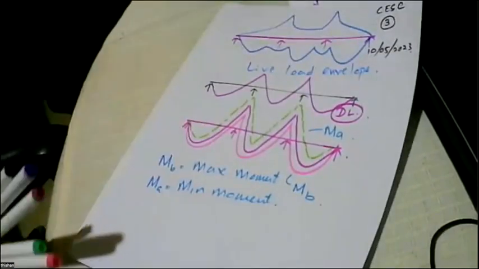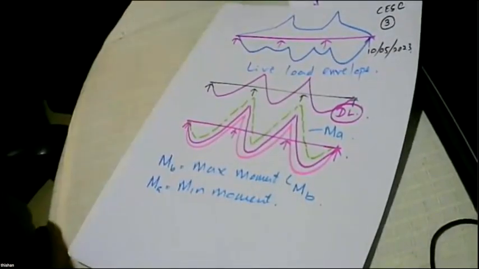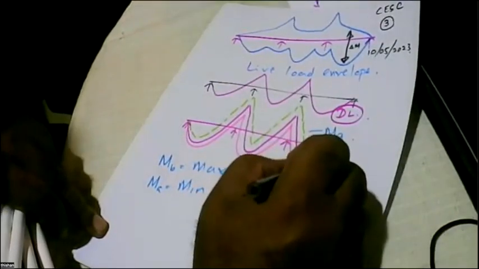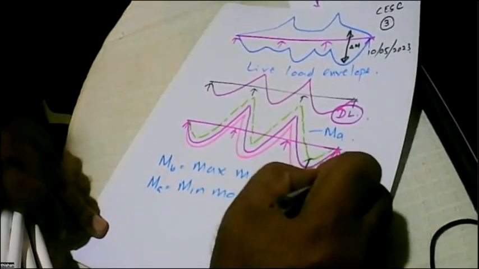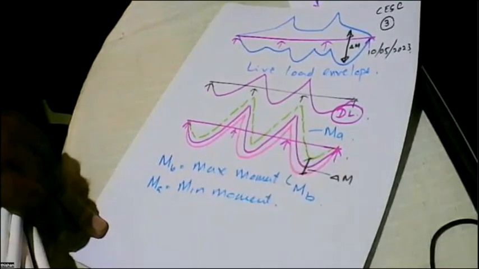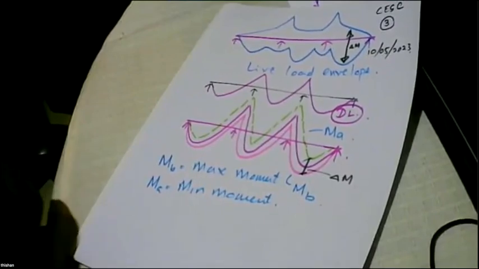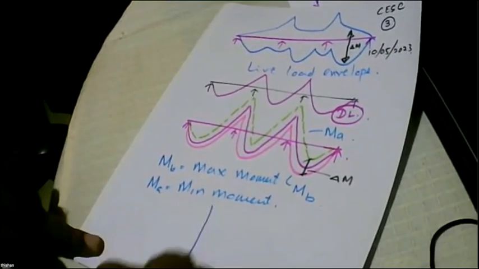Then you might ask, okay, what is the range? This is the range. Let's say delta M. What is delta M? This. Delta M is that. The range. Range is that. So you can see something very different.